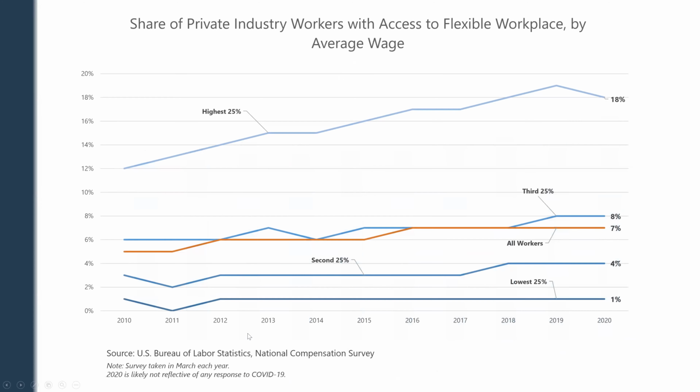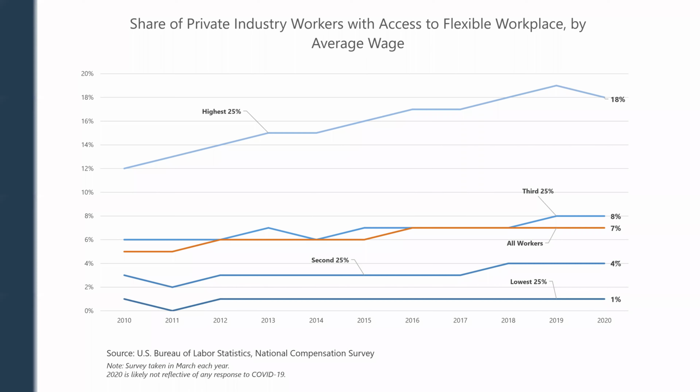Next up, we have a different source. This one's from the BLS. This is the National Compensation Survey. The question here is more about, do you have access to a flexible workplace benefit? This is the idea that you might not have to do all of your work in the office. So this is the access to a flexible workplace benefit.